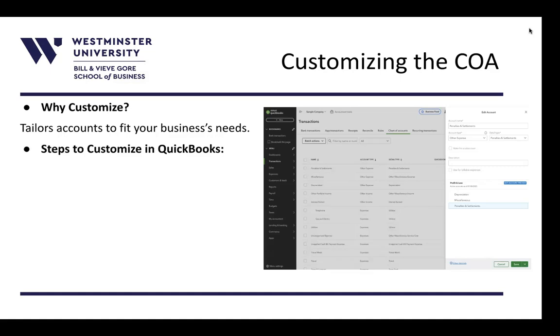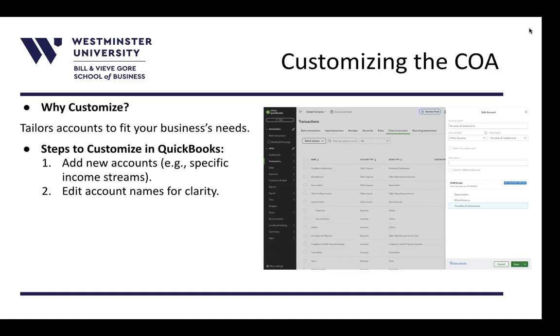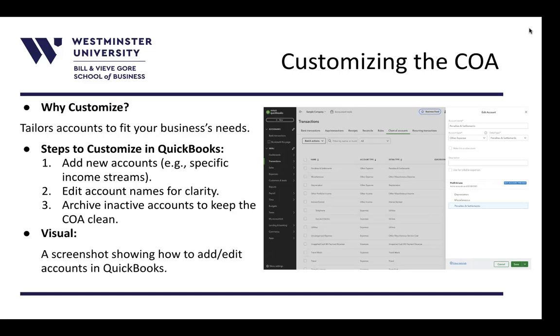Here are the steps to customize in QuickBooks. First, you would like to add new accounts, for example, some specific income streams. Then, you can edit accounts to make them more clarifying. And third, you should archive inactive accounts to keep the COA clean and organized. To your right here, you can see a screenshot showing how to add and edit accounts in QuickBooks.